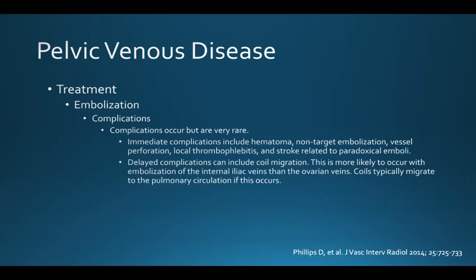This is more likely to occur with embolization of the internal iliac veins than the ovarian veins, and when it occurs, coils typically migrate to the pulmonary arteries. If it's one small coil, it usually can be left in place without any adverse sequelae from it, but a lot of times attempts are made to retrieve these coils.